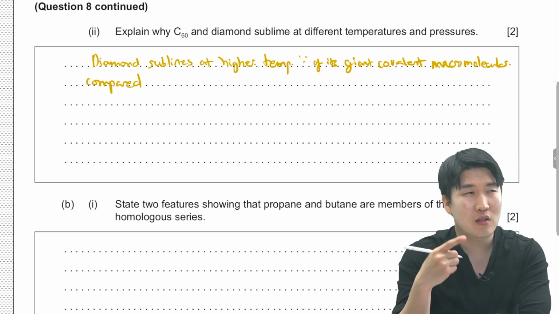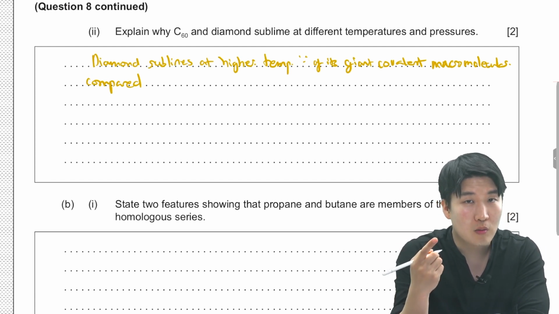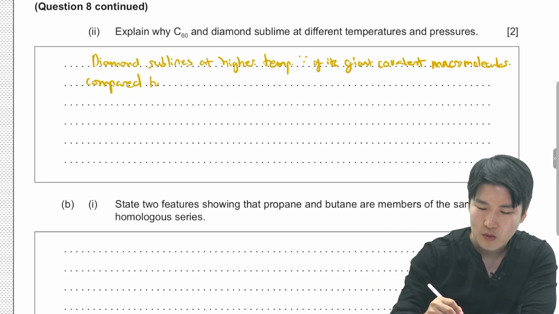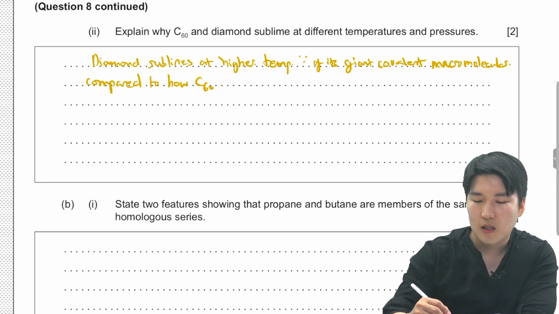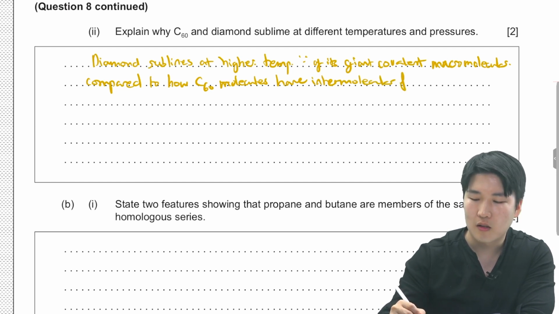compared to how C60 is not a simple covalent molecule, it's quite complex, but it's a molecule that has intermolecular forces. C60 molecules have intermolecular forces, primarily London dispersion forces, LDF.